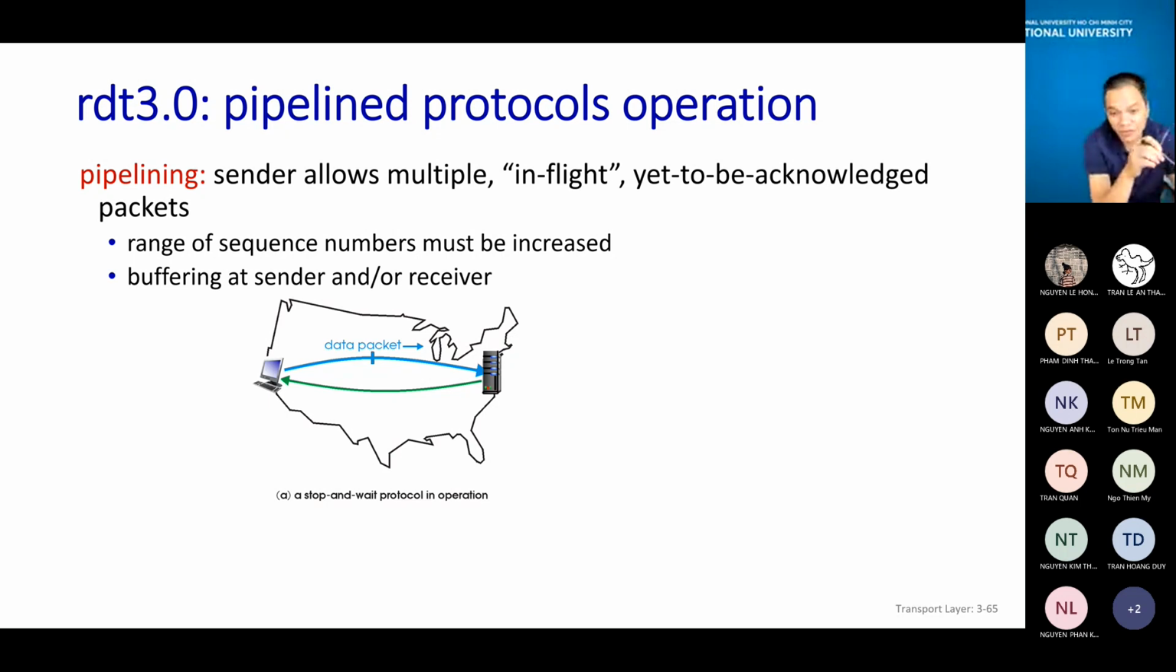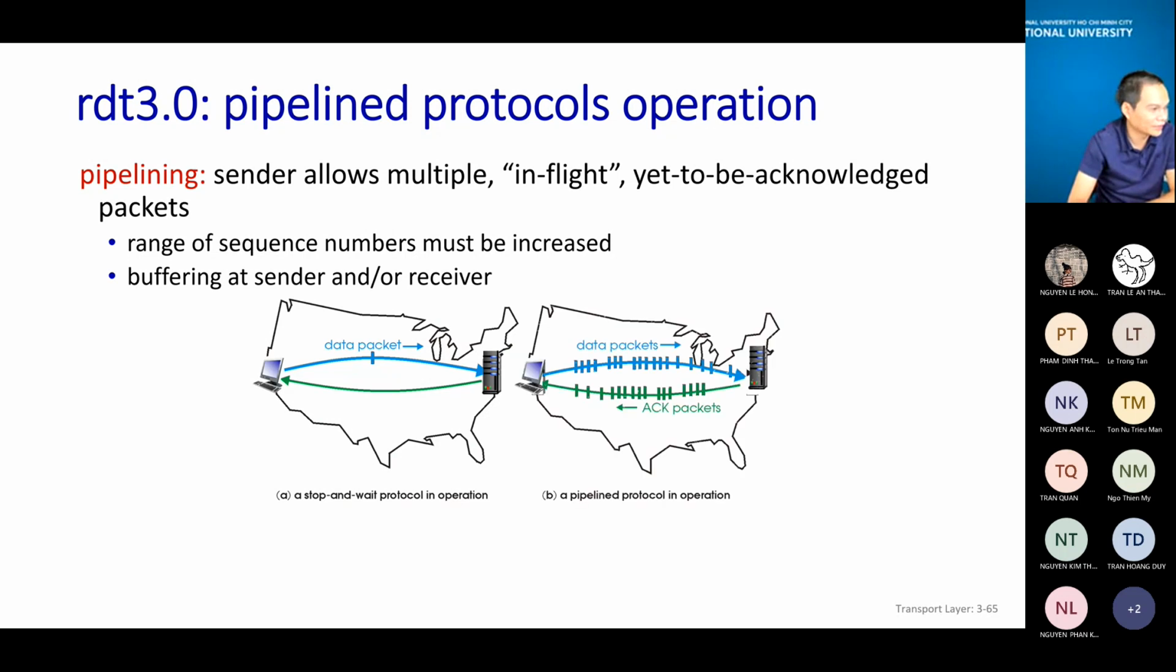So it also saves some time, and increases the utilization. So here is the pipeline. What does the pipeline mean? We're going to send a lot of packets, and then we're going to ACK a lot as well.